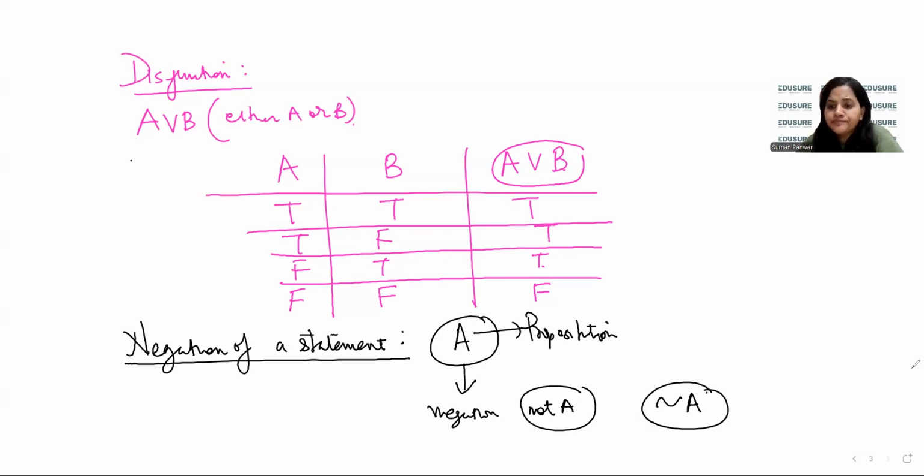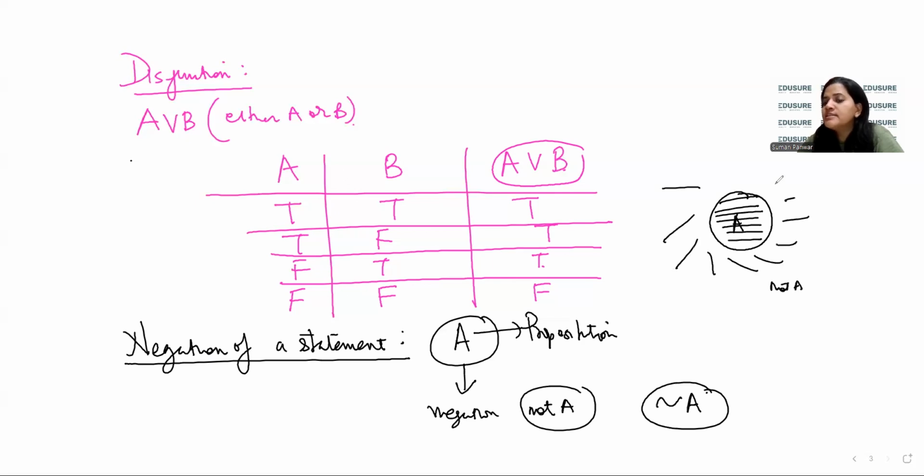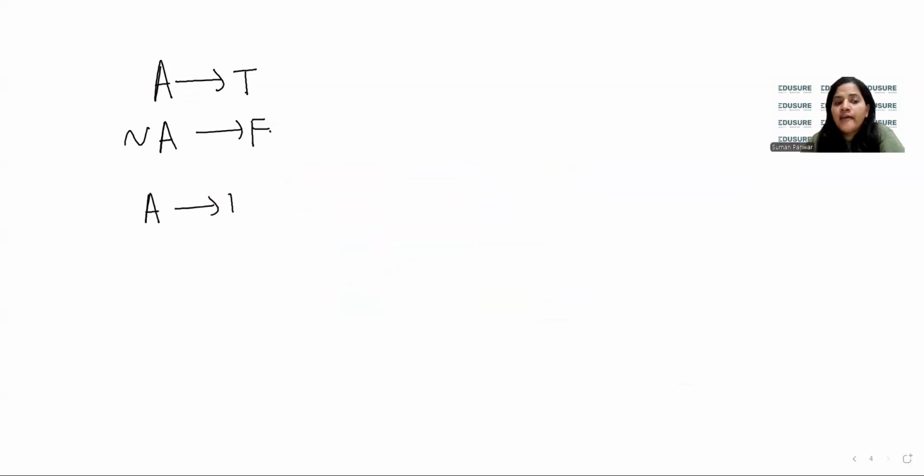Okay. For example, if this is my set A, and if I say not A, that means something outside this. Everything outside this is not A. So that is what is meant by negation of a statement. So if the truth value of A is T, then for not A, it is going to be false. And if the value of A is F, then for not A, it is going to be true. So they are reverse of each other.